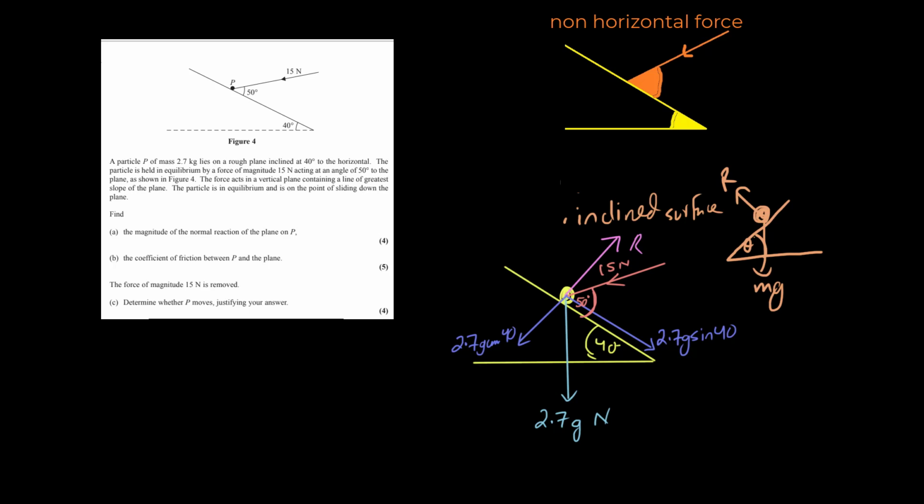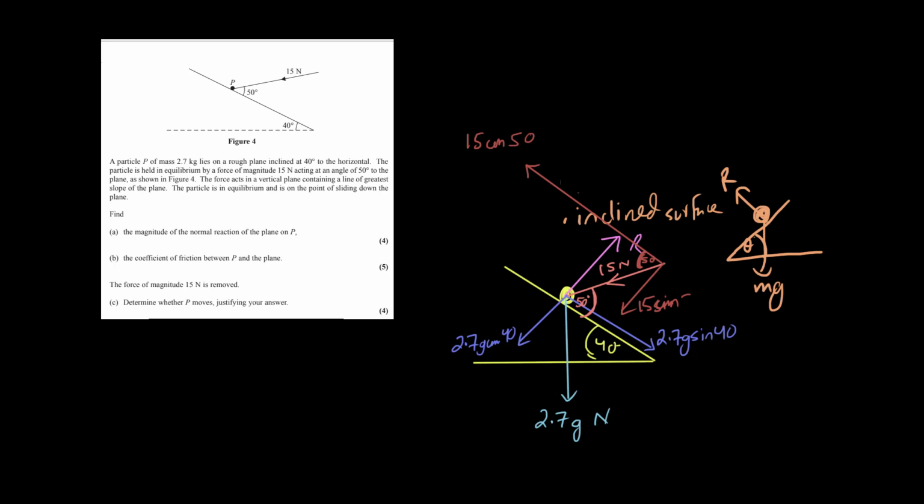If we break this down, one component is normal to the plane, and another is along the plane. If this is 50, then this angle is also going to be 50 by alternate angle. So this is going to be 15 cos 50° along the plane, and this is going to be 15 sine 50°. So we have broken down every single thing.